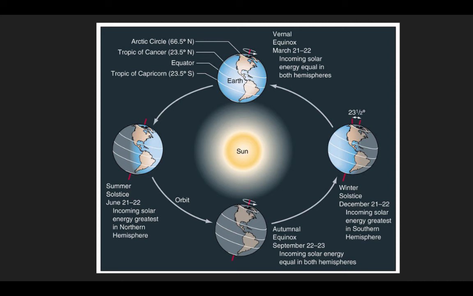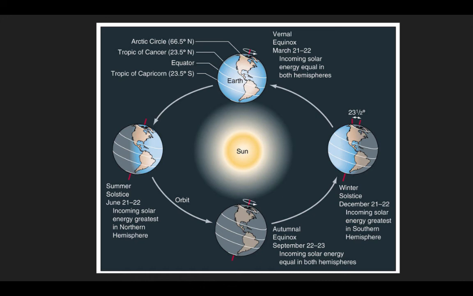After spring, we always have summer. And you can see that the axis is tilted toward the sun in the northern hemisphere. At this point, we're going to have the most hours of daylight and the fewest hours of darkness. We'll have our summer solstice.